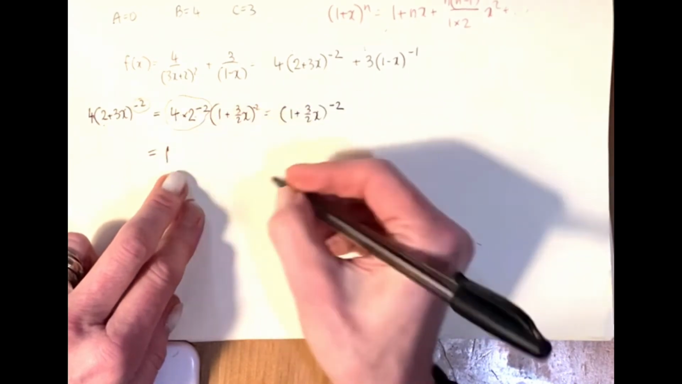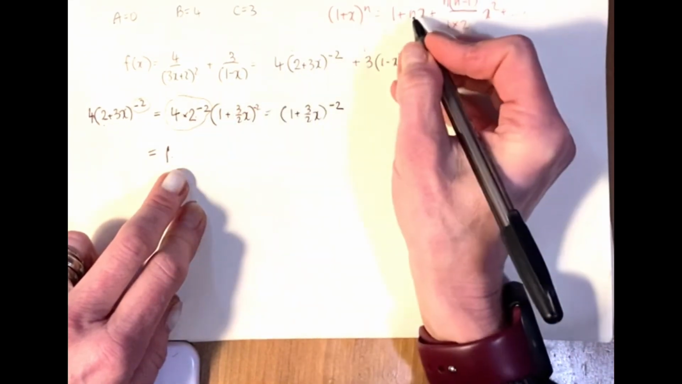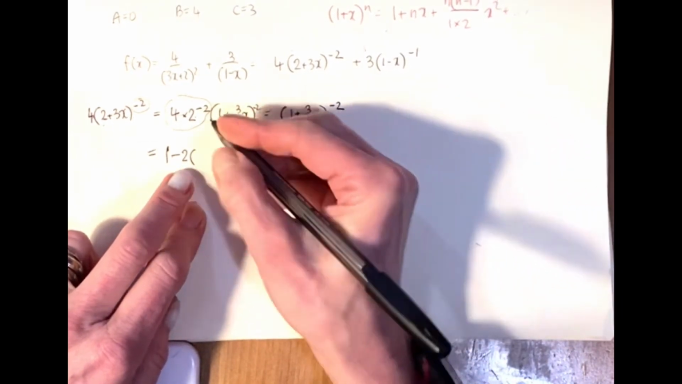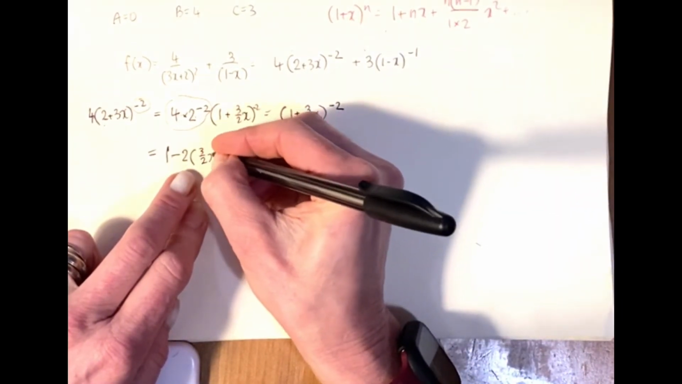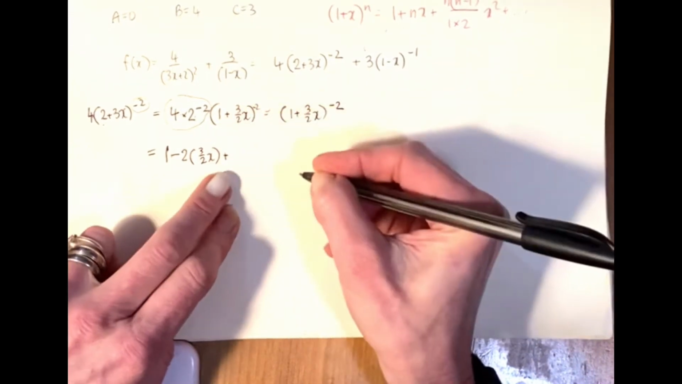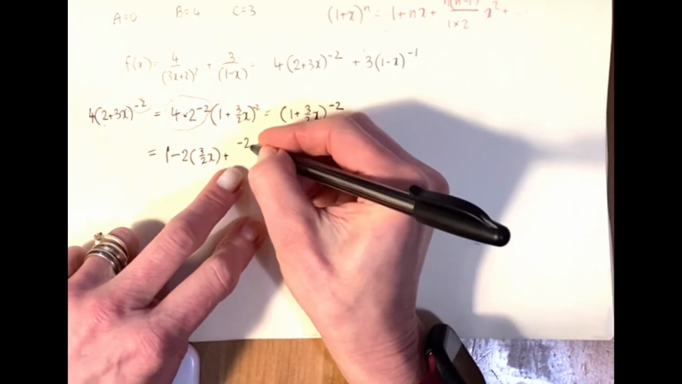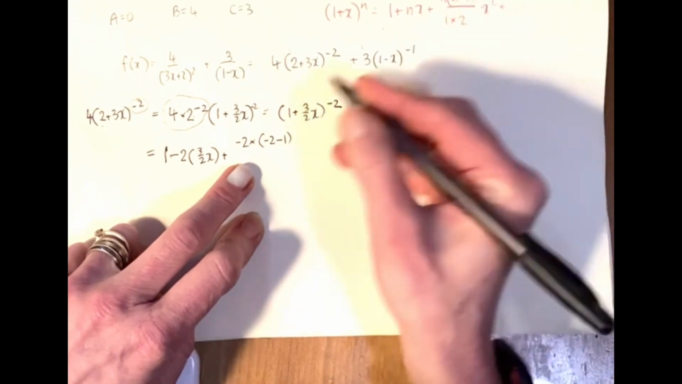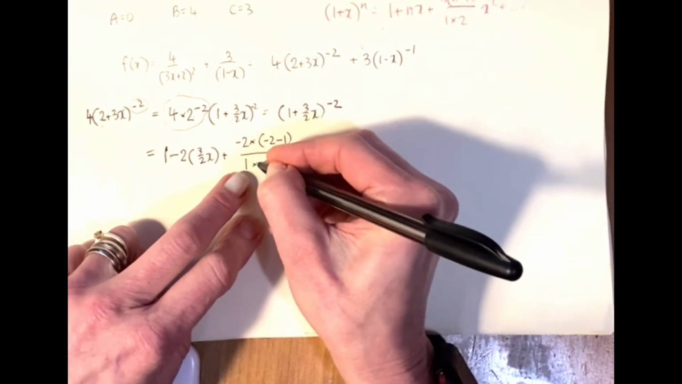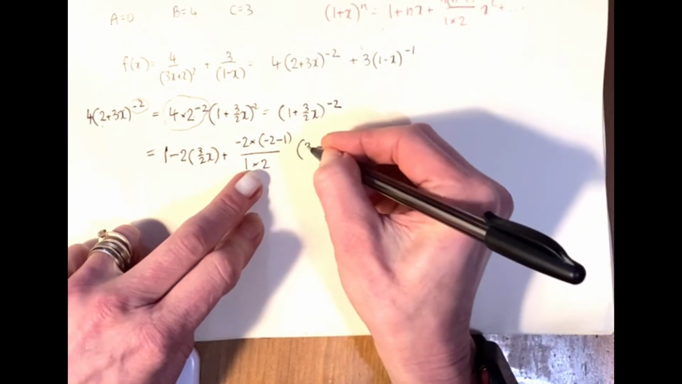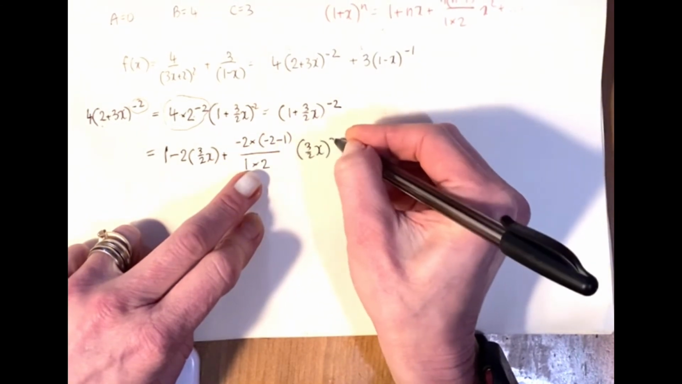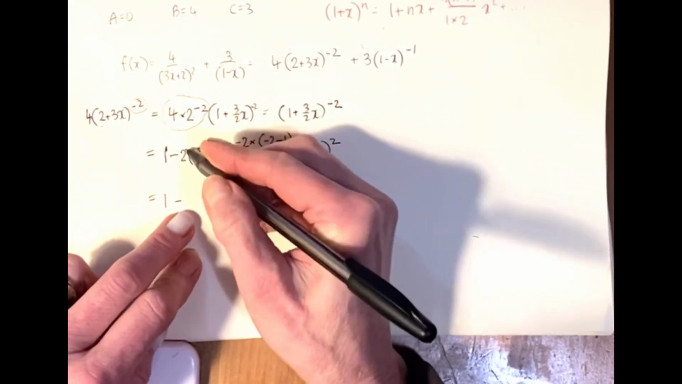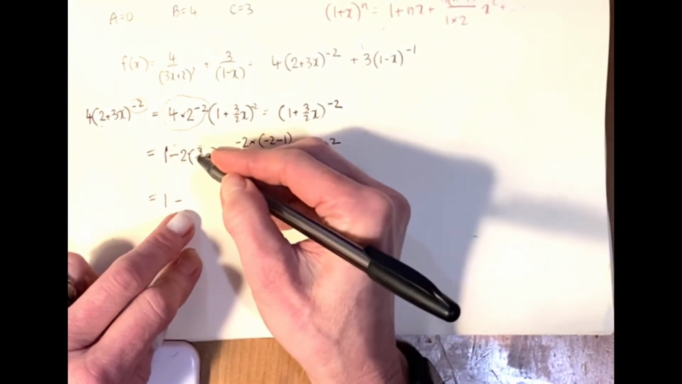So it starts with 1. Then you've got this n times x, so it's minus 2 times 3 over 2x. Plus, then you've got minus 2 multiplied by minus 2 minus 1, just subbing it into this, over 1 times 2, and then you've got 3 over 2x squared. So let's just tidy it up really carefully. 1 minus, you'll have minus 2 times 3 over 2.